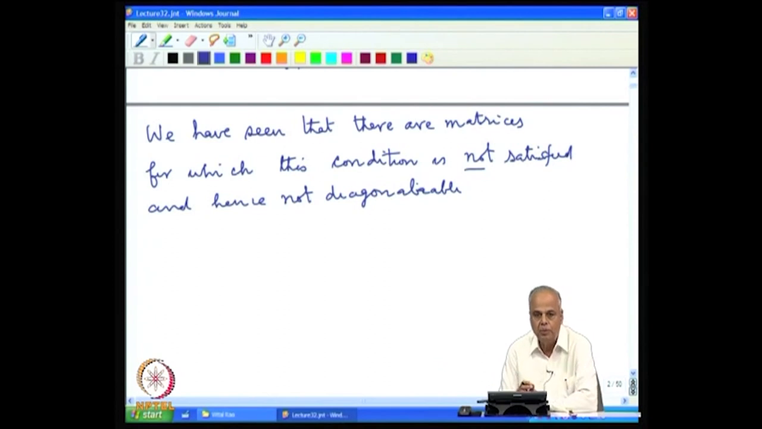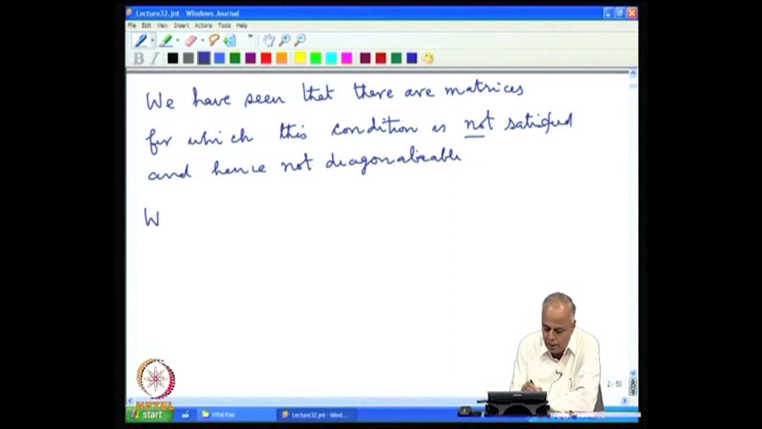Therefore, we have this problem that given a matrix A, a priori we do not know whether it is going to be diagonalizable or not. We have to look at the geometric multiplicity and the algebraic multiplicity, that is, we look whether we get enough number of eigenvectors to form a basis for the whole space.